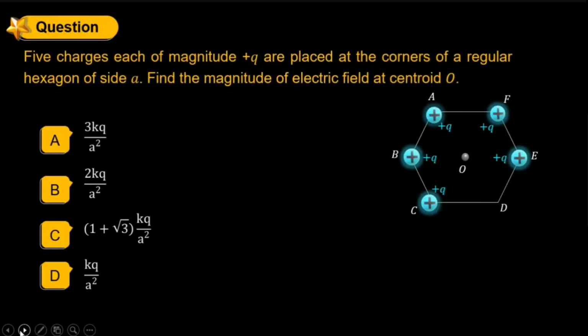Let's do a problem based on this. The question says that five charges, each of magnitude plus q, are placed at the corners of a regular hexagon of side a. So what do you mean by a regular hexagon? That has 6 sides.